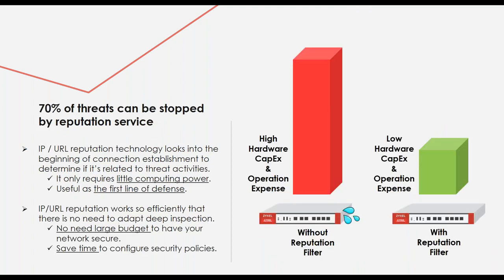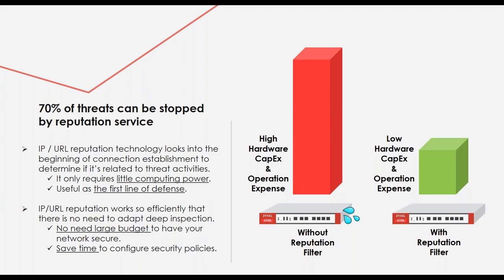So the reputation service, as it says here, a vast number of the threats can literally be stopped by the reputation service. These are the most common threats that are living and alive on the network at the moment. So these IP reputation links can actually stop threats before they even try to enter into your private network. And obviously they are detected very early on, essentially when the TCP type connection is initially made.